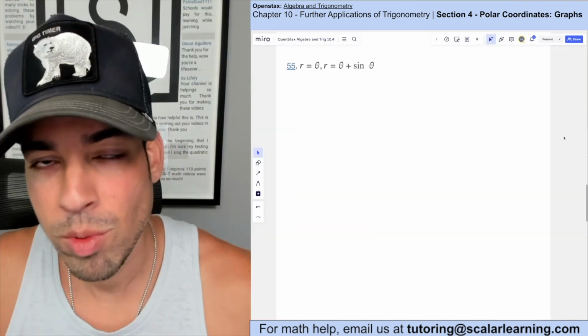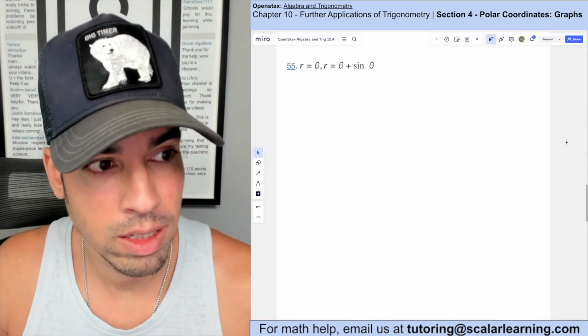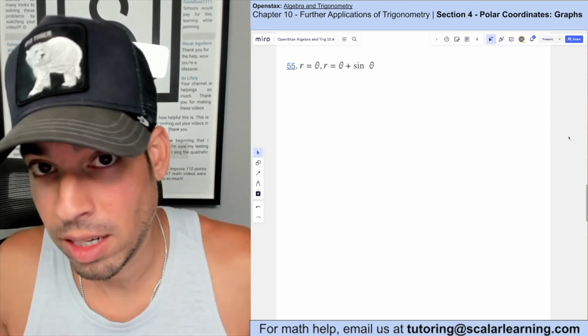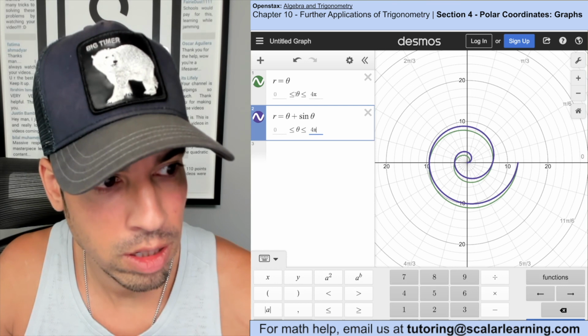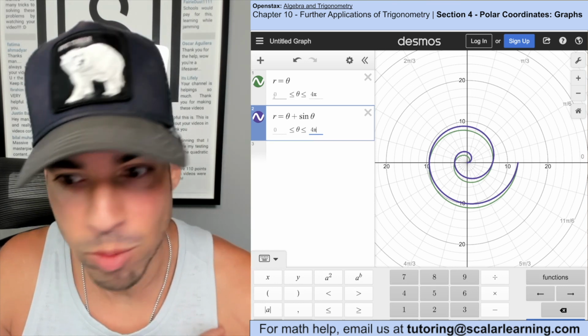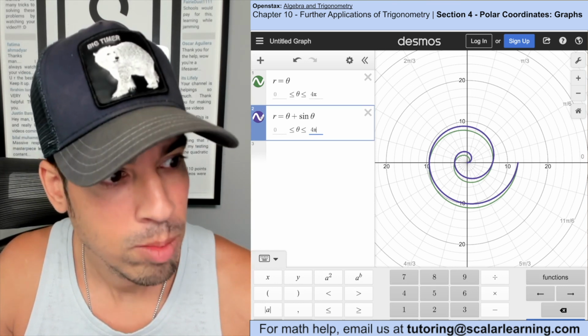Done. So for this one, they want us to graph both of these in Desmos in a graphing calculator and then compare the graphs. So let's do that now. You notice I did adjust the domain of theta, right? Because they did say from 0 to 4 pi. So that's just one thing I did. But let's look at them one at a time.